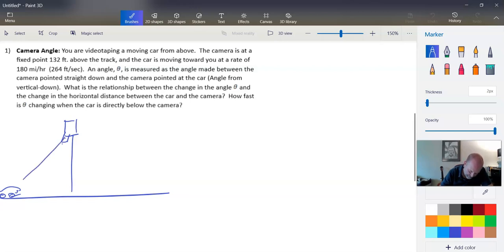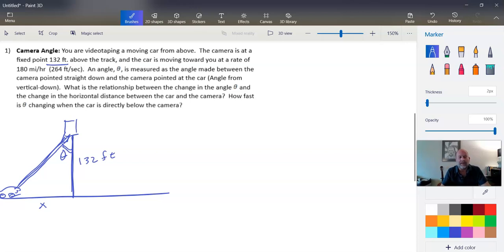And so the camera has to be pointed at the car, right? But the angle is measured from straight down. And so we have a couple of things here. I'm going to go ahead and just call this distance x, since it's what we don't know. We know from the problem that this side is 132 feet. Okay, so that's kind of cool. And then this angle right here, measured from vertical down, is theta. Okay, so we have that.